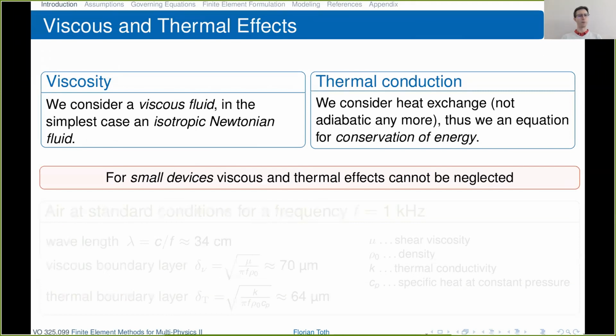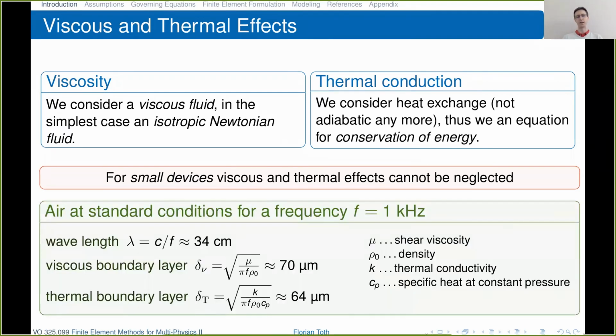And we want to incorporate, in particular, viscous and thermal effects. So for modeling viscosity, we will consider a viscous fluid, in the simplest case, an isotropic Newtonian fluid. And for thermal conduction, so the thermal effects, we consider heat exchange. So the state change of the fluid is not adiabatic anymore. So we need an equation for the conservation of energy, and that's a new conservation equation we need to solve. And especially for small devices, viscous and thermal effects cannot be neglected.